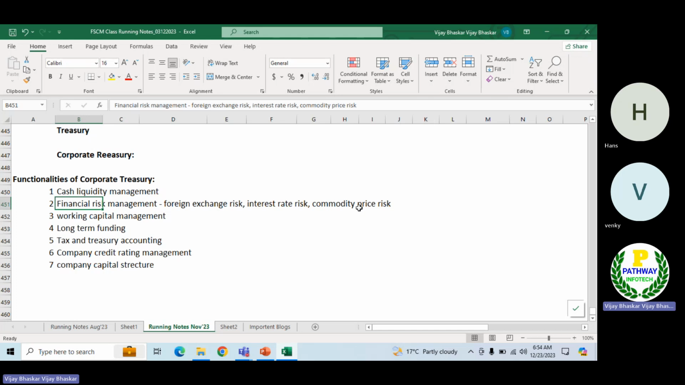Now coming to commodity price risk. The third one is commodity price risk. Let's assume a business organization is in the manufacturing industry. Let's assume they are manufacturing some heaters and boilers.